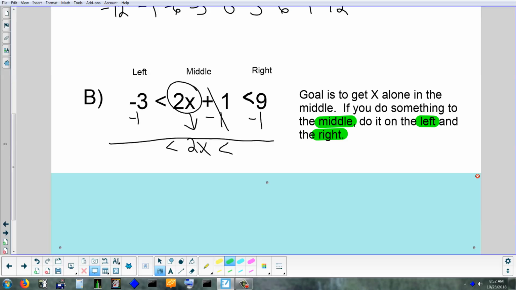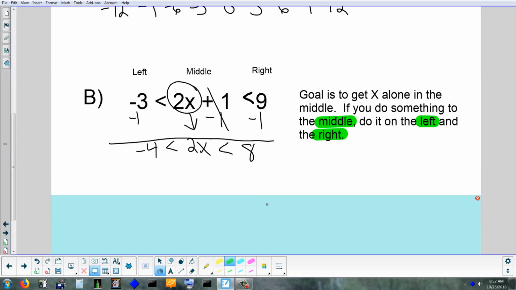-3 and -1? -4. Good. 9 minus 1? 8. Cool. Again, the goal is to do what again? Get the x alone. So right now, what's preventing me from getting the x alone? It has a 2 attached, right? How do I get rid of that 2? Divide by 2.